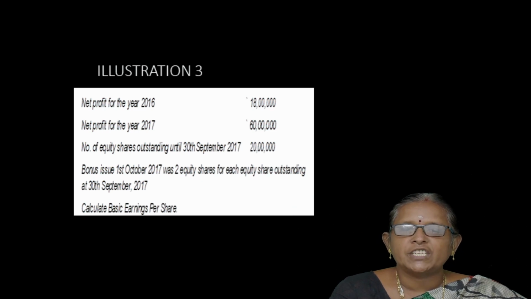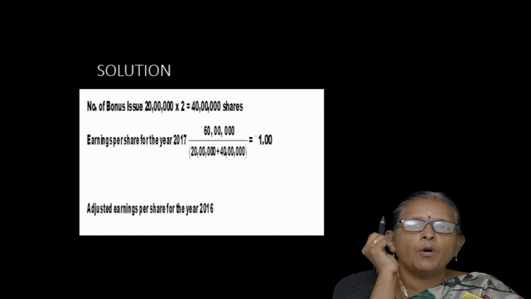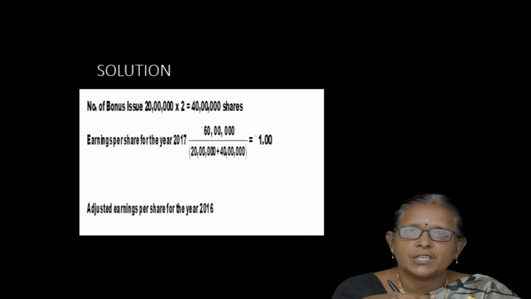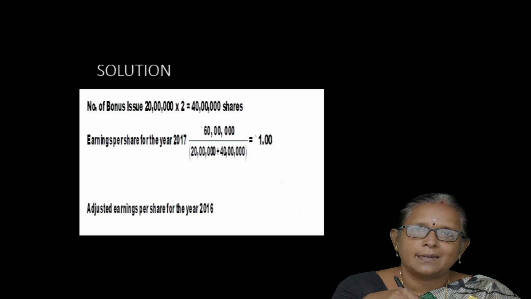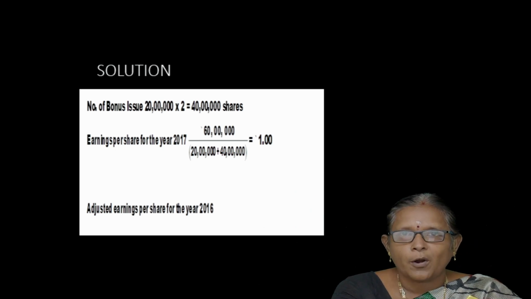That is number of equity shares from the beginning 20 lakhs plus bonus shares 20 lakhs into 2, that is 40 lakhs. That is why total number of shares 60 lakhs. Okay. So, let us go to the solution. See, number of bonus issue 20 lakh shares into 2. That means for each share, they are giving 2 bonus shares. So, already they have 20 lakhs shares. Now they are going to issue 40 lakhs bonus shares. So, total number of shares 60 lakhs.